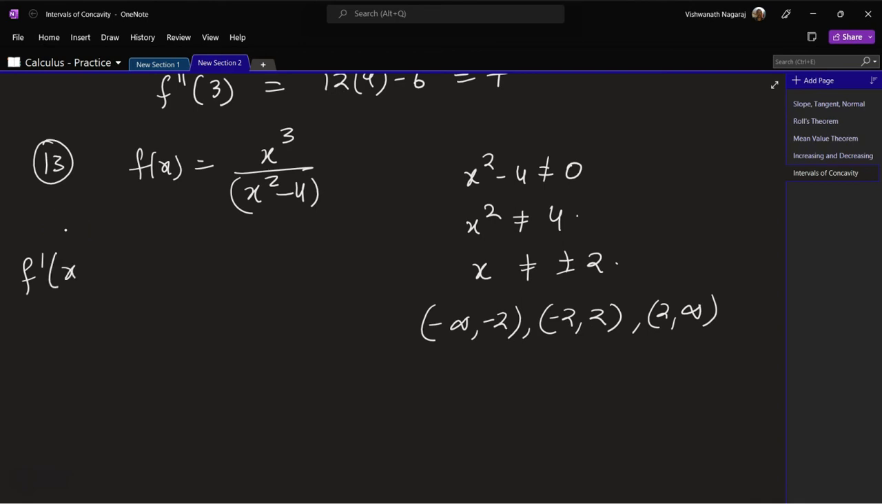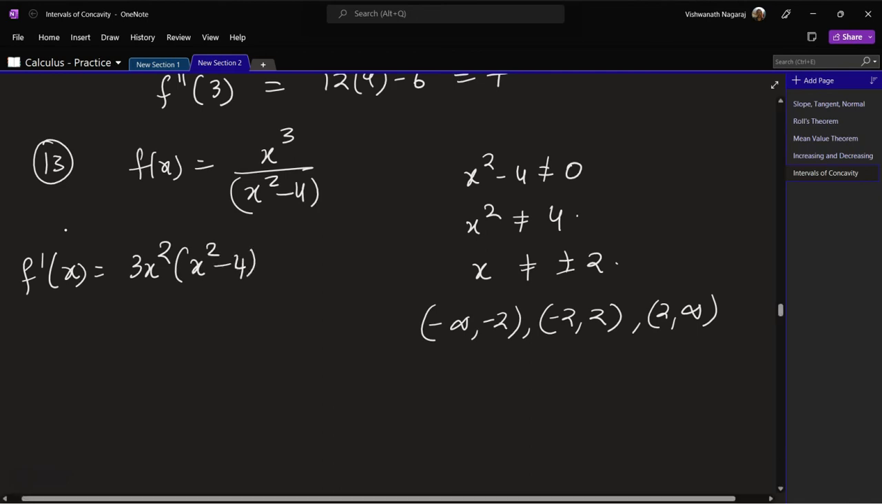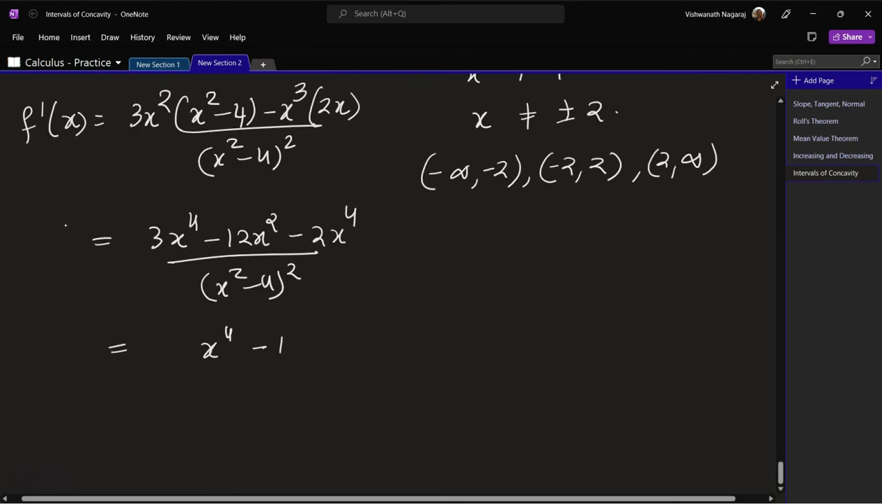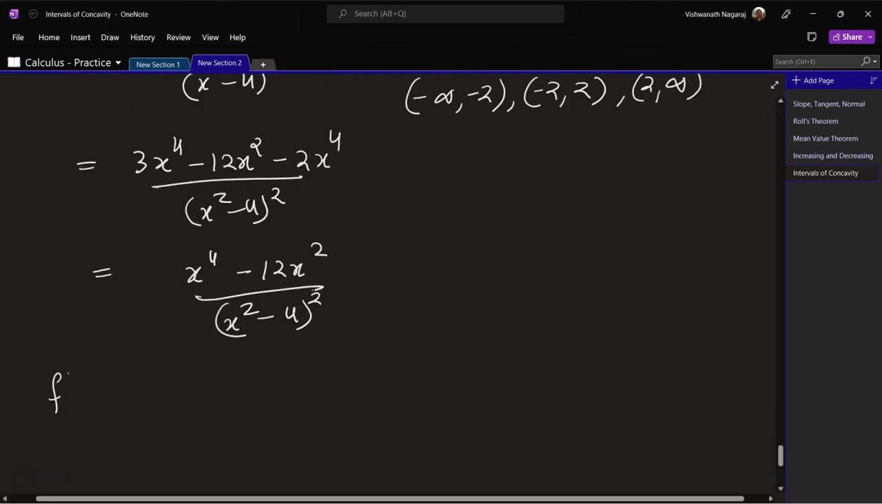So f prime of x is going to be 3x square times x square minus 4 minus x cube times 2x, divided by x square minus 4 whole square, which gives us 3x to the power of 4 minus 12x square minus 2x to the power of 4 divided by x square minus 4 square. That is x to the power of 4 minus 12x square by x square minus 4 square. Now let's differentiate it once more.